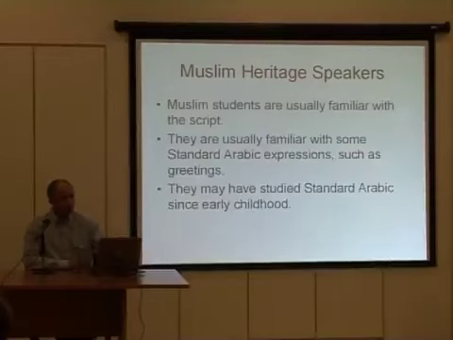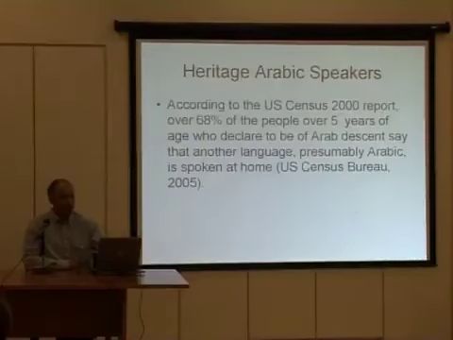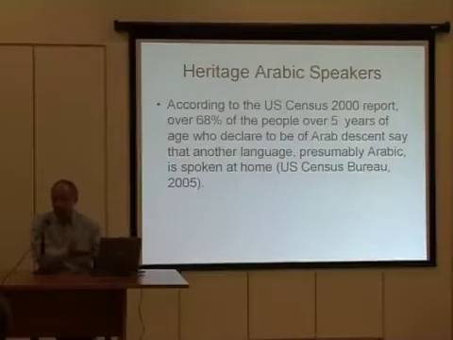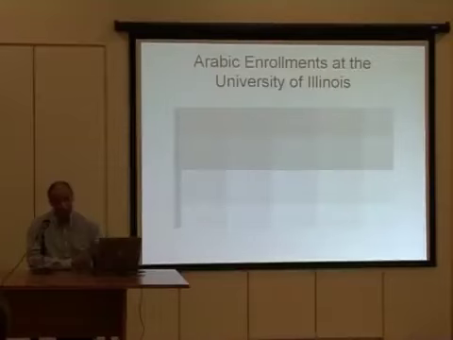So I'm going to skip this about Muslim Americans so that we save time. So, heritage Arabic speakers. These are the numbers that we have now from the 2000 census. Over 68% of the people over 5 years of age who declare to be of Arab descent say that another language, which we assume is Arabic, is spoken at home. So a substantial number of people speak Arabic at home in the United States. They say, we are of Arab descent, we speak another language at home, because we don't ask them which language, so we are assuming that that's Arabic. If they are Egyptians and they don't speak English, they are speaking Egyptian Arabic. But I think the new census will probably ask that specific question.